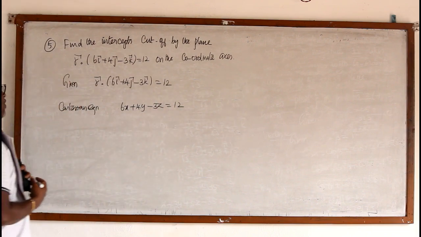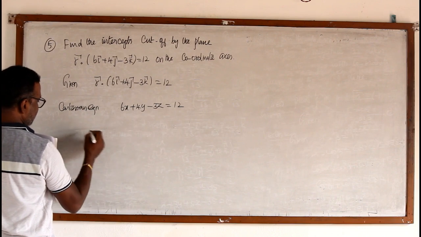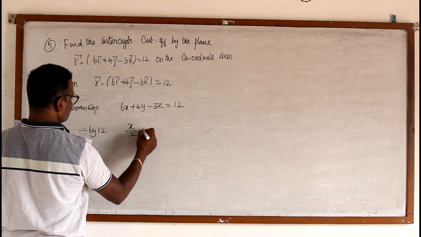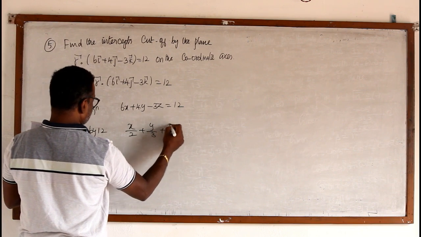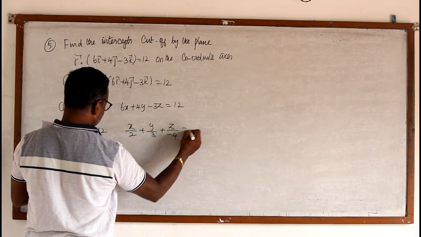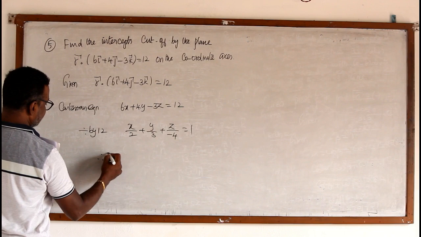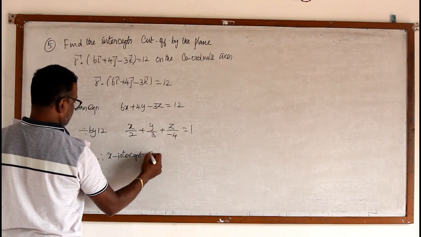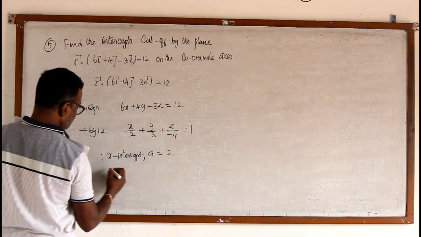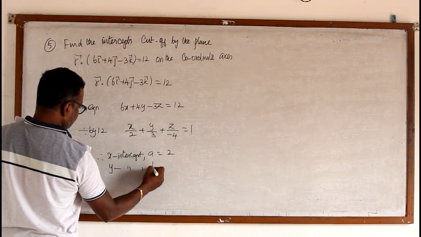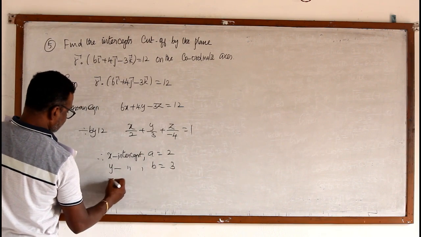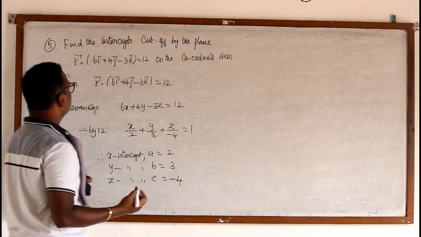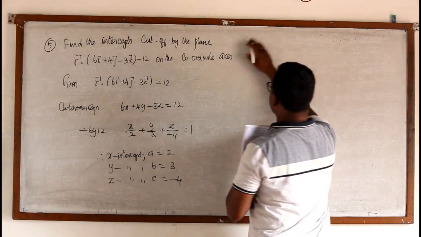I need intercept form, that means this 12 must become 1. Therefore, shall I divide by 12? Then it is x by 2 plus y by 3 plus z by minus 4 equal to 1. That's all. Then x intercept a equal to 2, y intercept b equal to 3, z intercept c equal to minus 4. That's a simple 1 mark problem.